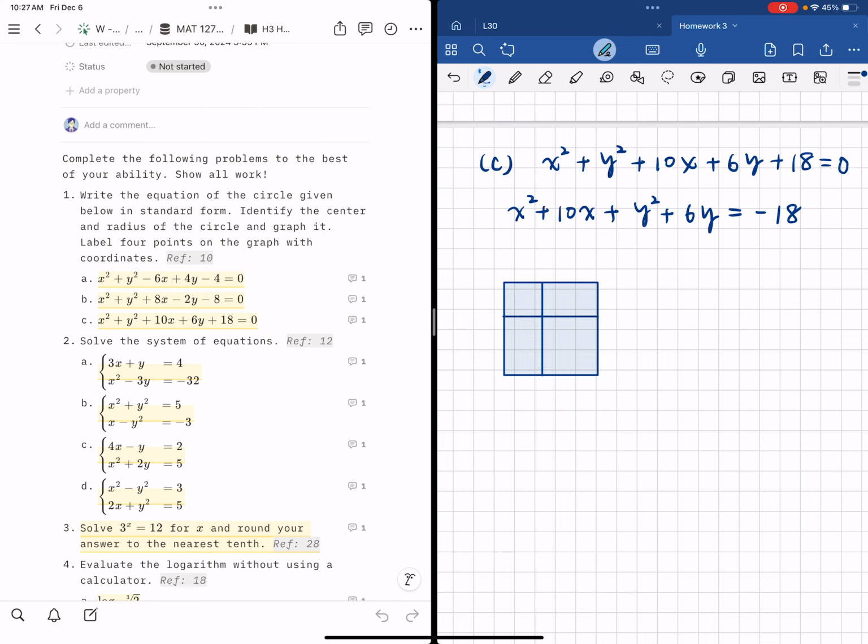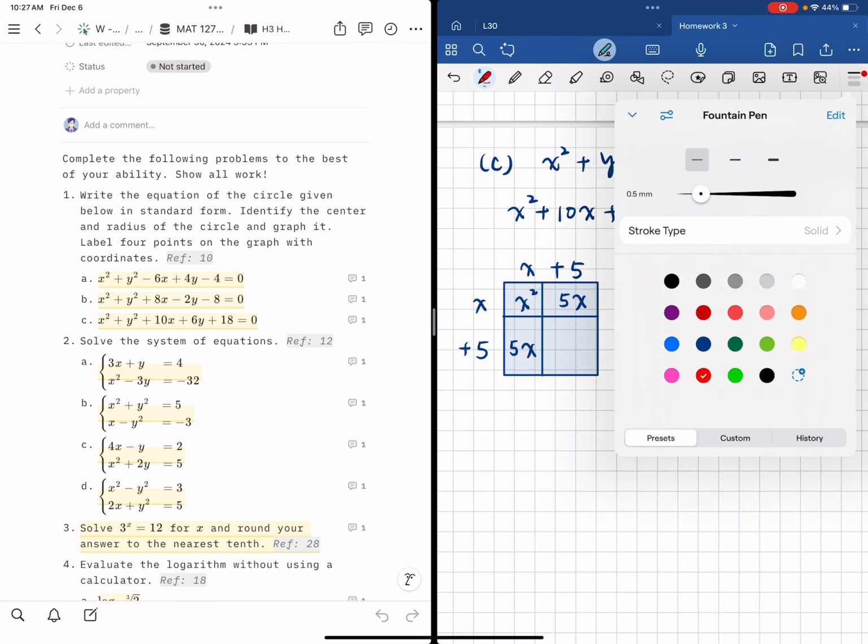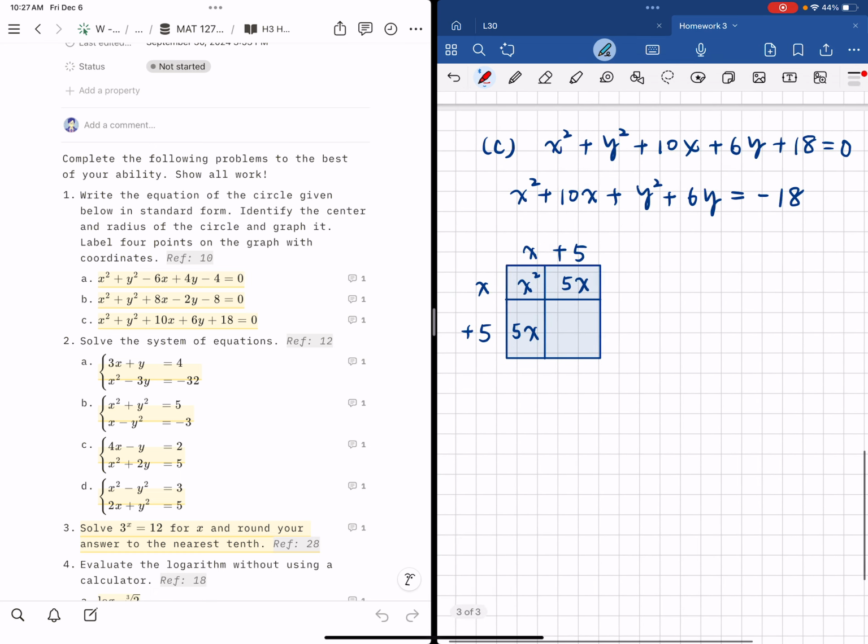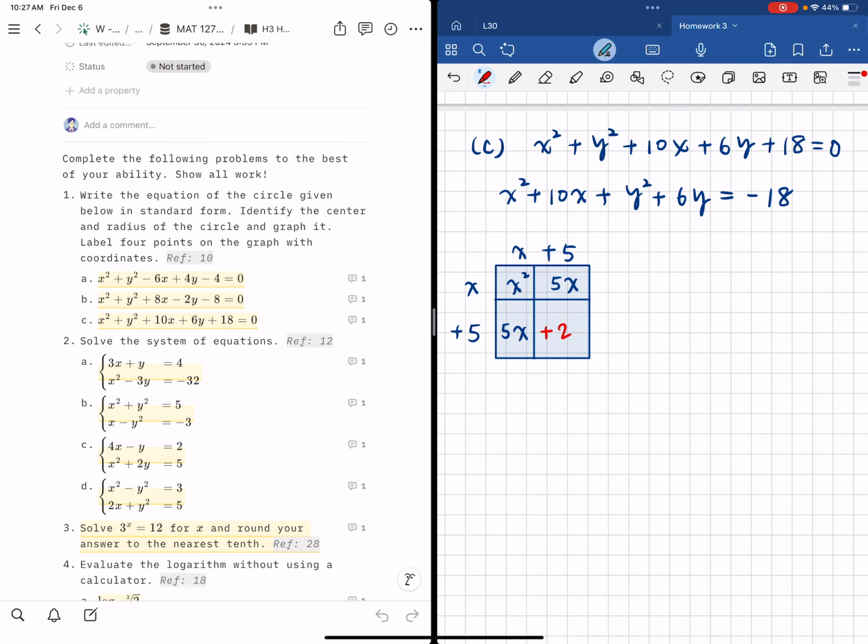The first square will start with x squared, and we're going to divide up 10x by 2. So we have 5x and 5x. And that tells us the side length of the square is x plus 5 and x plus 5. And the number that we're adding on both sides will be 5 times 5, and that's positive 25. So plus positive 25 on both sides.